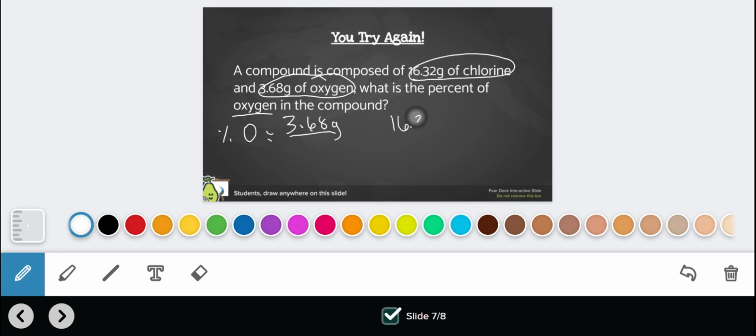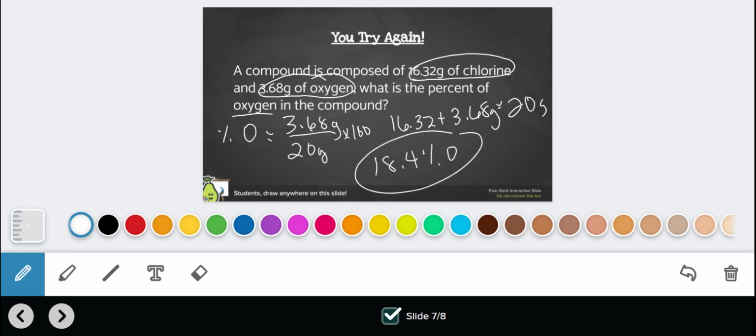So that would be 16.32 plus 3.68. So our whole would be 20. So we would divide by 20 grams and then multiply by 100. And we would take our 3.68, divide by 20, and multiply by 100. And that gives us 18.4% oxygen.